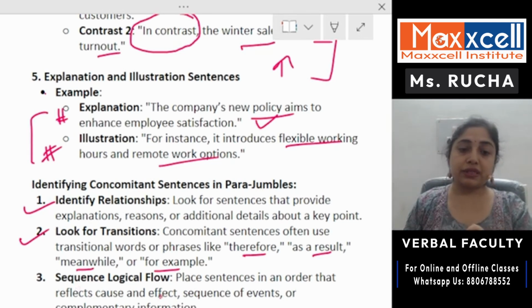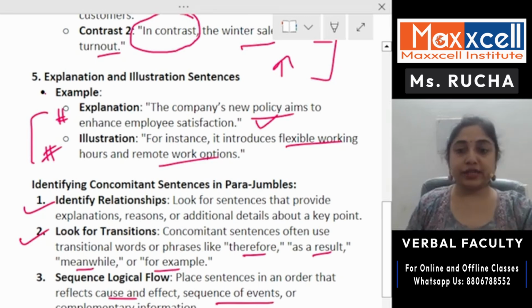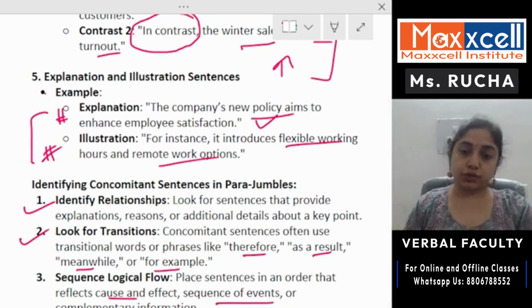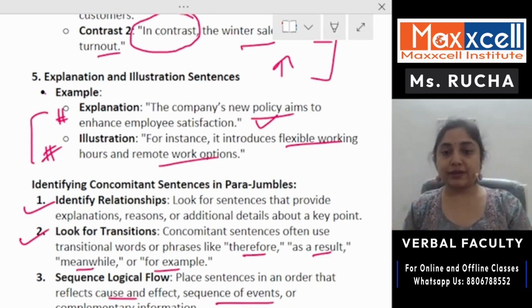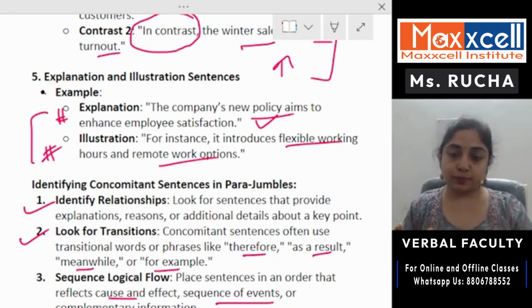Next is sequence logical flow. Place sentences in an order that reflects cause and effect, sequence of the events, or complementary information. So we have already discussed all three types here. If you see there is some sequence logic to it, even then you can identify what is the connection between two sentences and which sentence should come first and which sentence should follow it, right? So this is how you are supposed to identify the relation between those two sentences and take a call on which sentence should come first and which should come second.